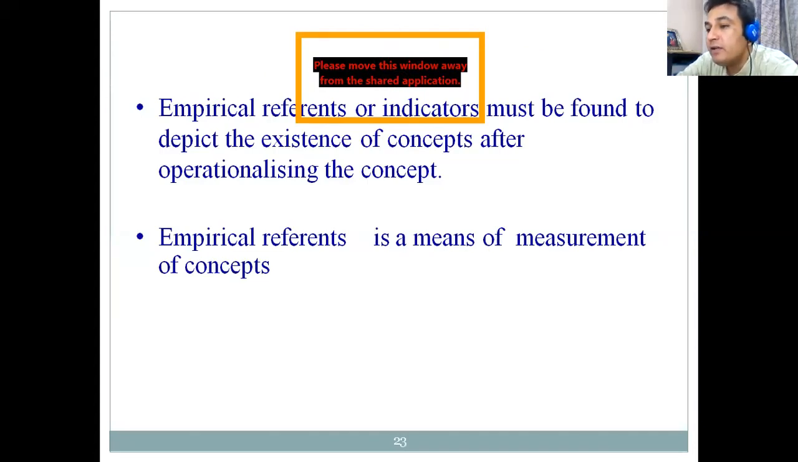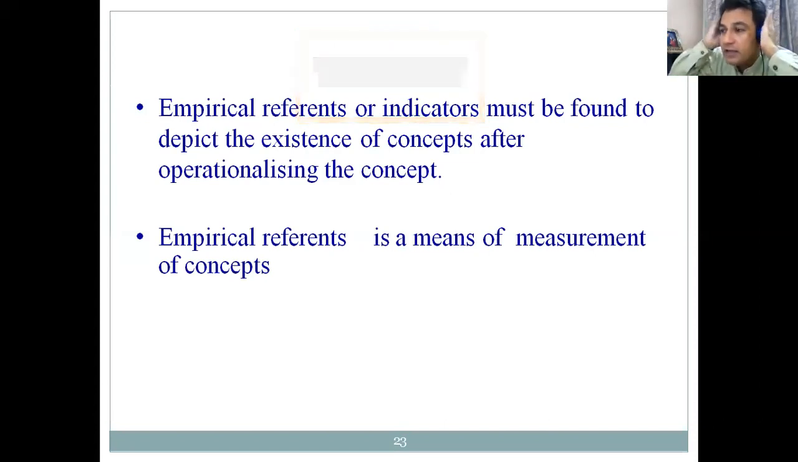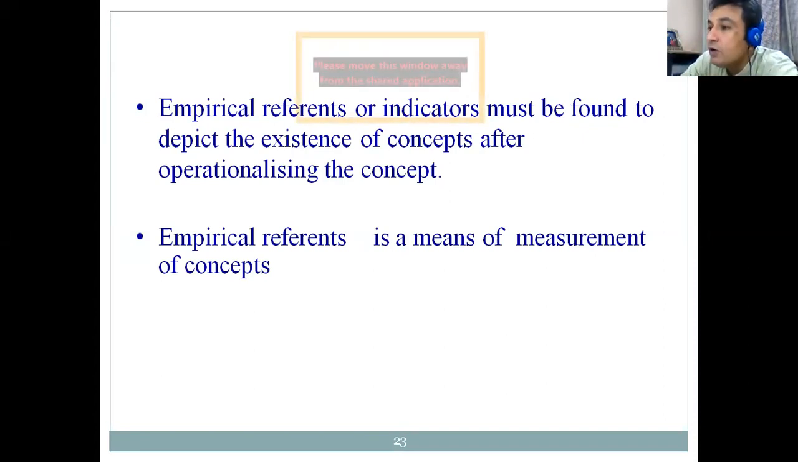Then empirical reference is a means of measurement here. Empirical reference means the reference which will come out with some weight, some rating, etc. We only need that reference. References here are basically the propositions which you are going to give, like strongly agree or strongly disagree. So that means some weights will be assigned.